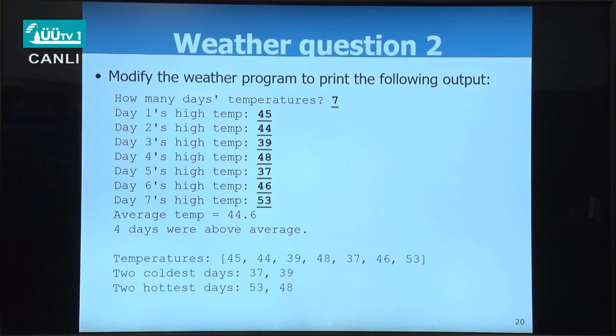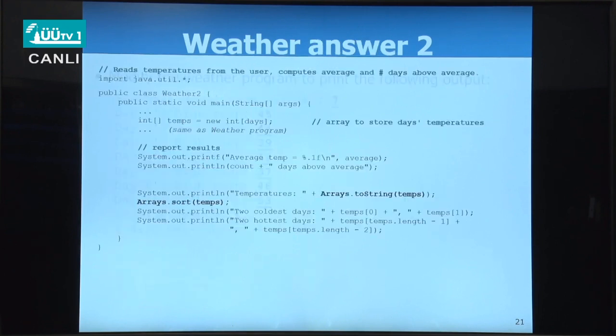So this is a simple modification to our primary problem. In this problem, we have taken the temperatures, we have found the average temperature value, then we have said that 4 days are above the average. Now I would like you to do one more thing. The first thing, print all the given temperatures on the screen. Also, print the 2 coldest days and 2 hottest days on the screen.